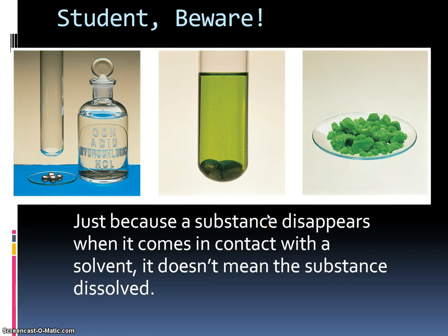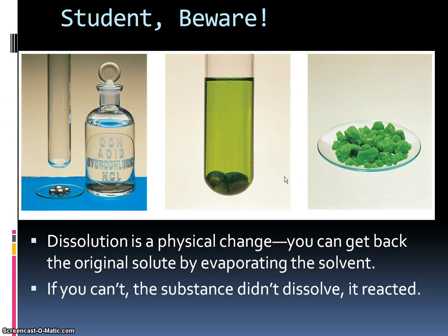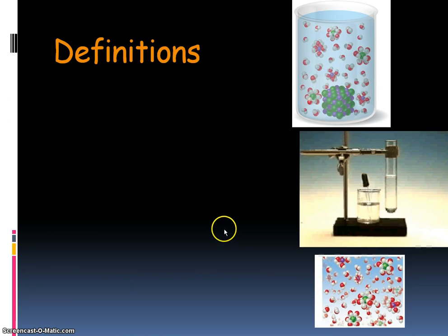You need to be aware though, just because a substance disappears when it comes in contact with a solvent doesn't mean that the substance dissolved. It could mean that a chemical reaction occurred. Dissolution is a physical change, not a chemical change. You can get back the original solute by evaporating off the solvent. If you can't, then the substance didn't dissolve, it reacted. So if I started here with some metal and I put in hydrochloric acid, and then when I evaporate off, I've got this, a chemical reaction occurred.